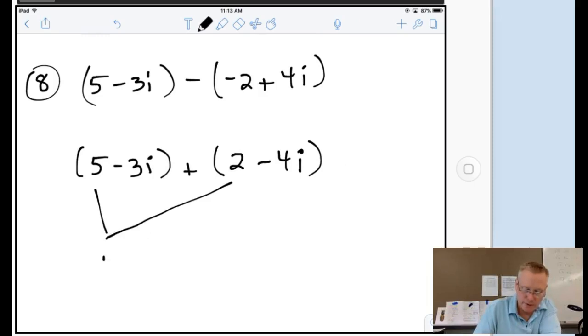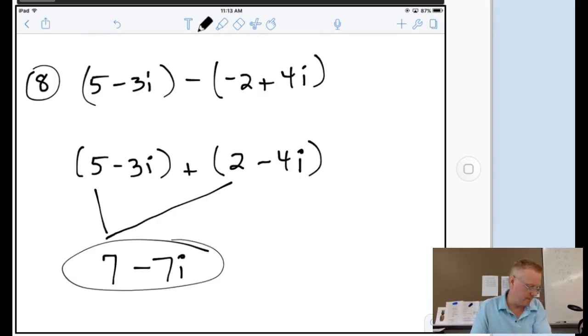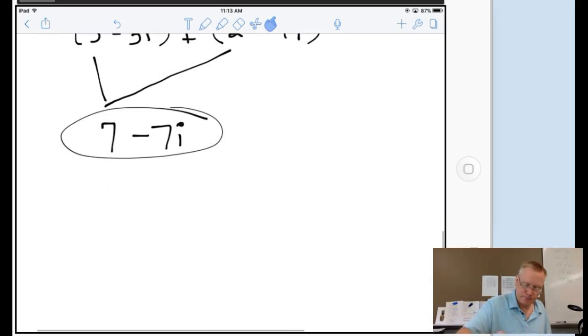Now I can combine like terms. 5 and 2 is 7. Negative 3i and negative 4i is negative 7i. And that is the answer.